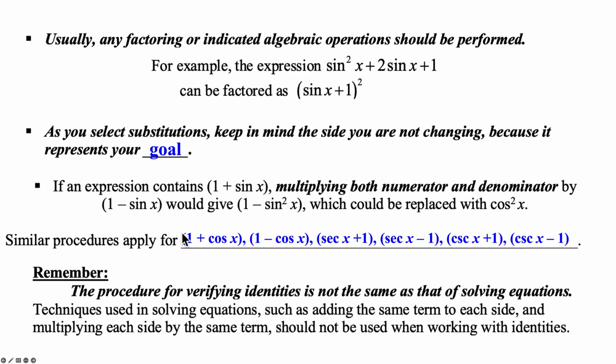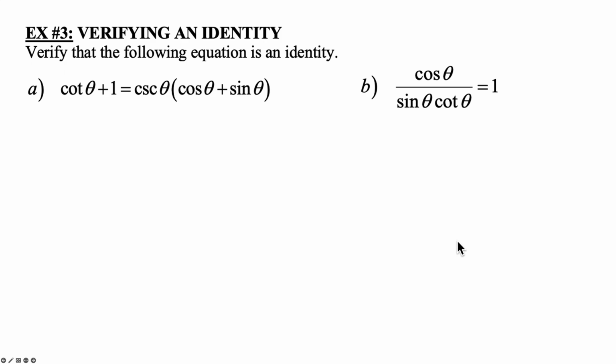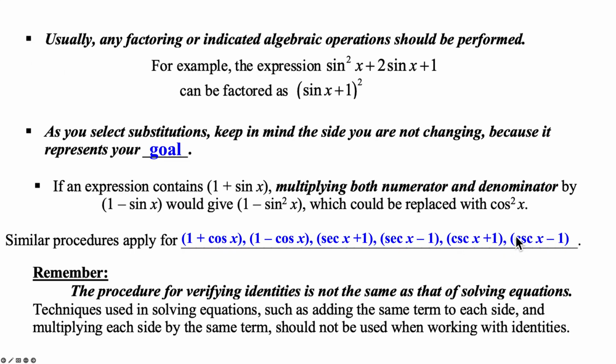Similar procedures for 1 plus cosine of x, think 1 minus cosine of x. Secant of x plus 1, secant of x minus 1. Cosecant of x plus 1, cosecant of x minus 1. Just look at your Pythagorean identities, subtract to one side over to the other to build a difference of perfect squares, and that's what you're looking for.